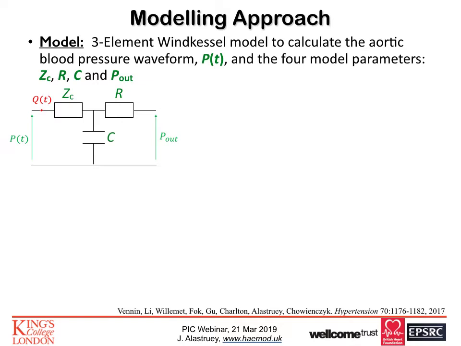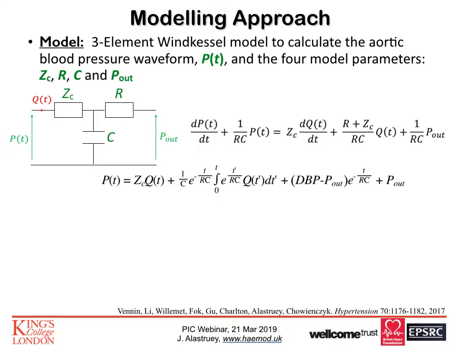Blood flow and pressure are analogous to electric current and potential, respectively. Fluid resistances correspond to electric resistances, and arterial compliance is matched by electrical capacitance. Using electrical circuit theory, we can obtain this ordinary differential equation relating blood pressure to blood flow, which can be solved for blood pressure as a function of time using the integrating factor method.